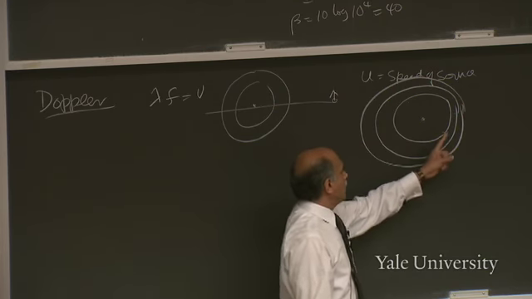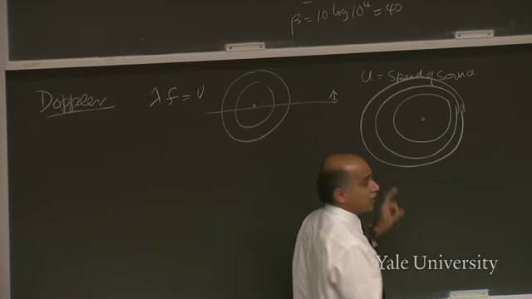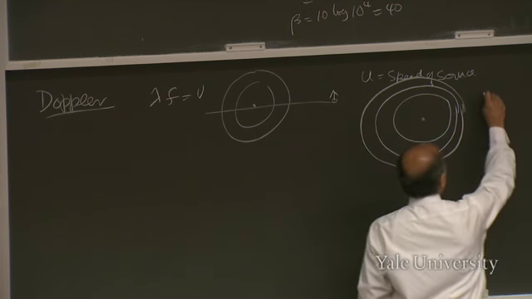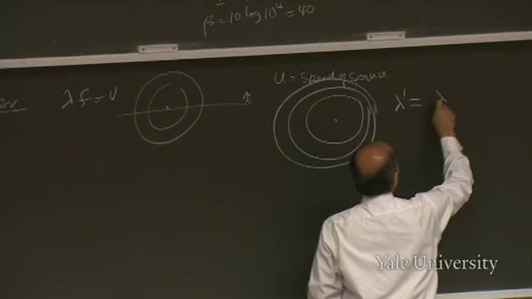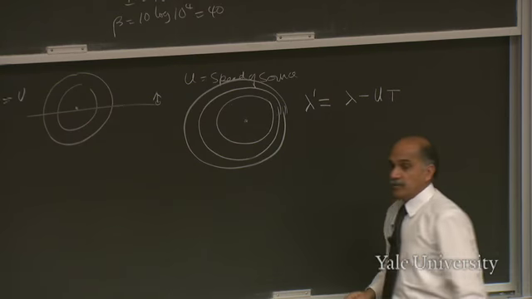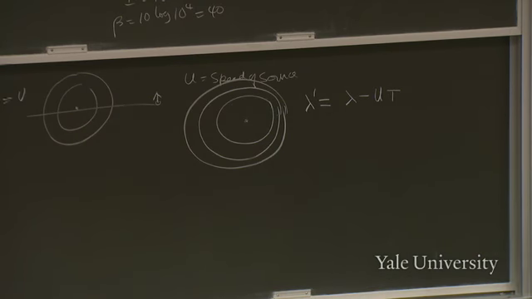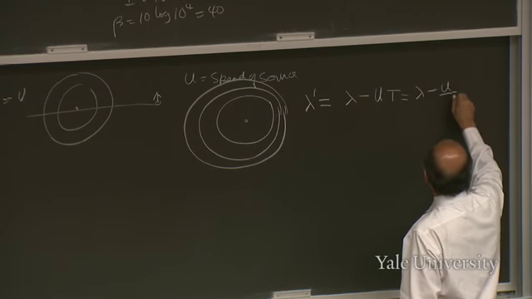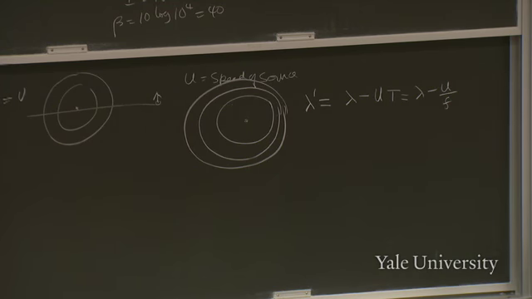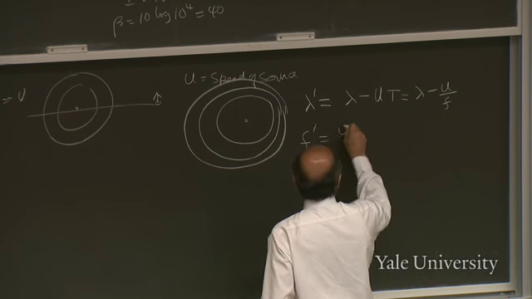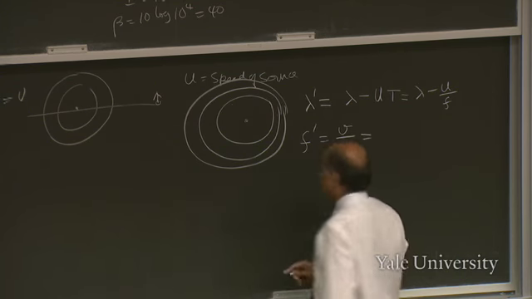So the waves will get squashed because the spacing would have been lambda, but now it's less than lambda because it's moved to the right to emit the second crest. So spacing from crest to crest, the new lambda, which I call lambda prime, will be lambda minus the distance the source travels in the time it takes to emit one more pulse. That is the time period. So let me write it as lambda minus u over f, because t is 1 over f. So what is the new frequency that I will hear? The new frequency I will hear is the velocity divided by the new wavelength.